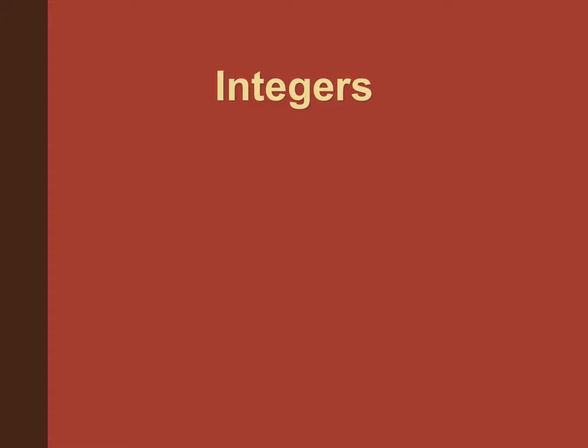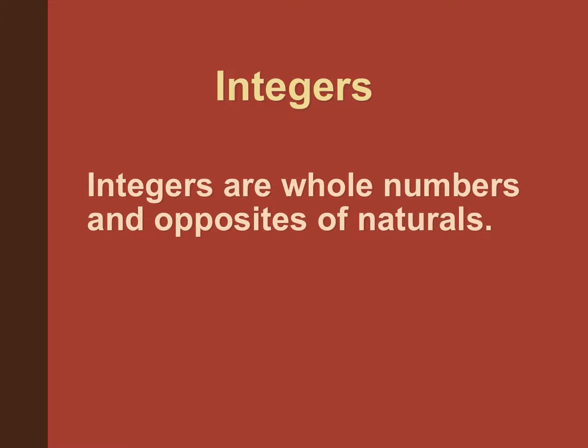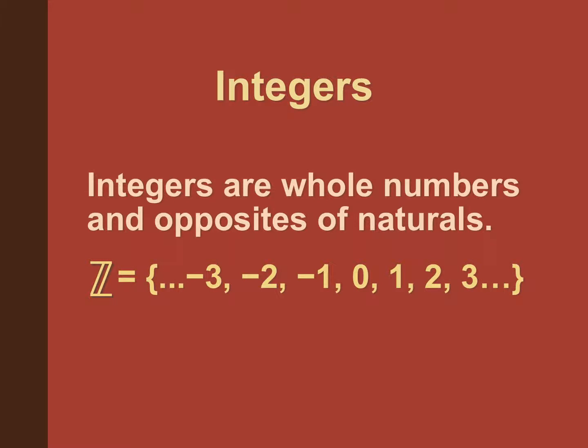Our next set of numbers are called integers. Integers are whole numbers and the opposites of the natural numbers. So these are positive and negative numbers and 0. You would think the symbol for integers would be an I, but it's not. It is a Z, though not quite a Z, and it does have that double line. For this set we still use our set braces, but we have ellipses on both sides: dot, dot, dot, then our negative numbers, 0, our positive numbers, and then dot, dot, dot again, to show that it goes on forever in the positive direction but also in the negative direction.